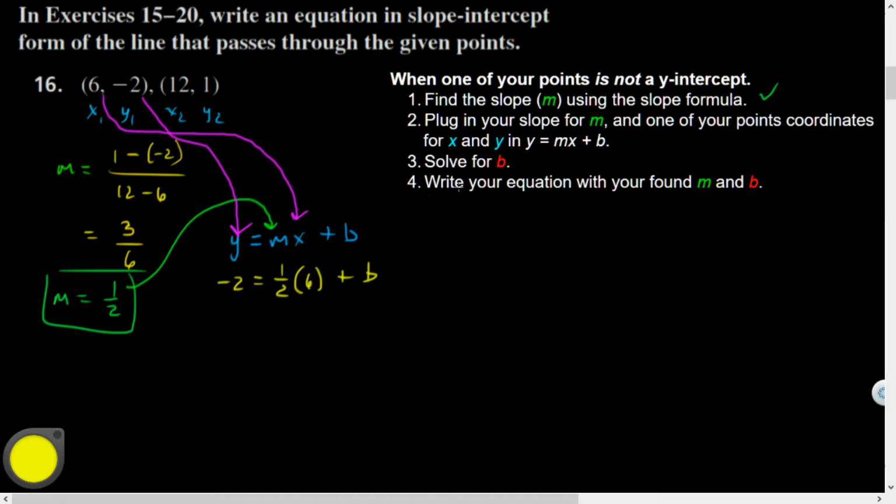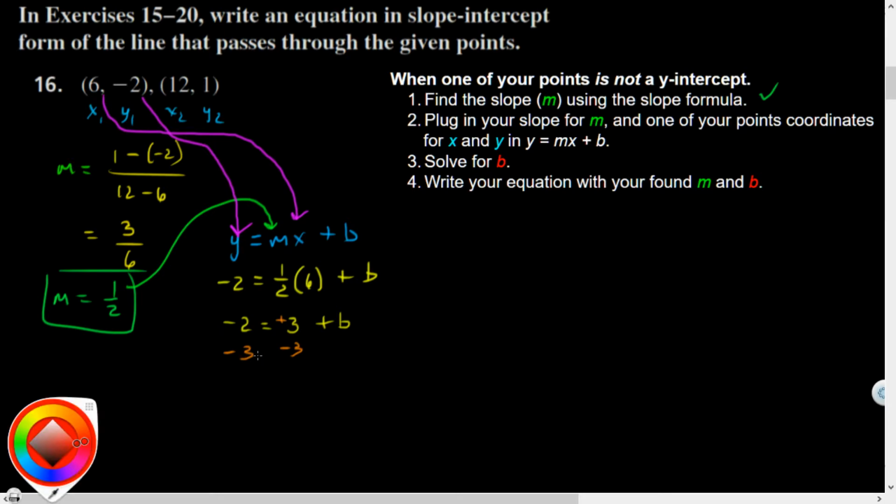Step 2 is done. Let's solve for b. So this is -2 equals 1/2 of 6 is 3. And what would I do to get b by itself? That's a +3, so we'll subtract 3 from both sides. And I'm going to flipperoo this all in one go. b is equal to -2 and -3 combined to be -5.